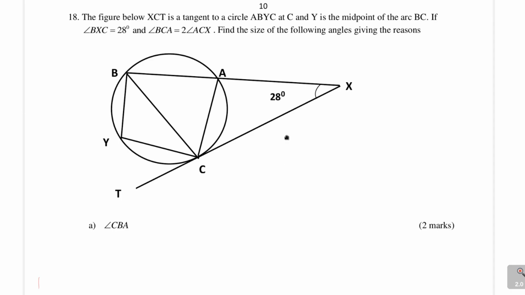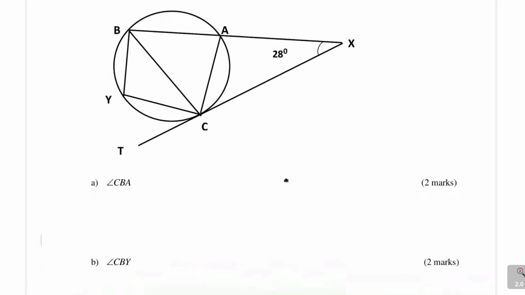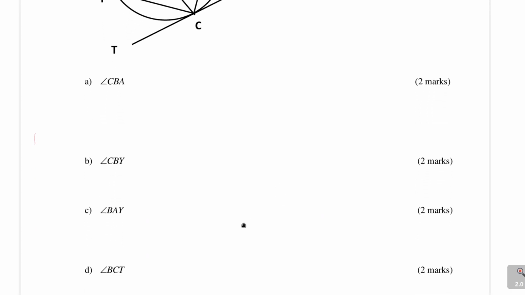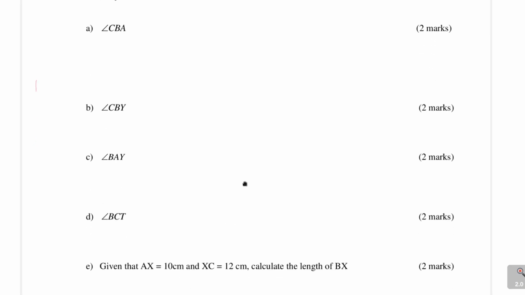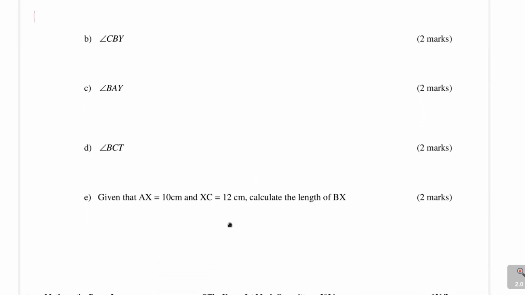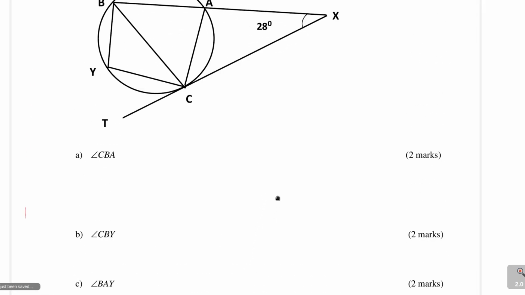So the figure is there. The first one is find angle CBA, that is 2 marks. Then part B, angle CBY, 2 marks. Part C, angle BAY, 2 marks. Part D, angle BCT, 2 marks. And the last question is given that AX is equal to 10 centimeters and XC is equal to 12 centimeters, calculate the length of BX. So those are the questions.